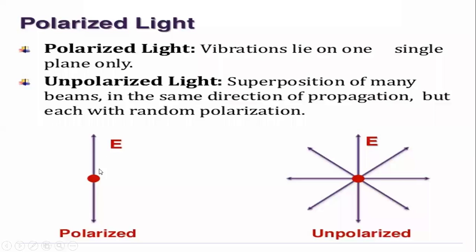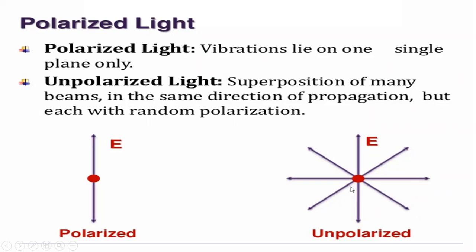See here, if there is one charge, one point, and on that particular charge the intensity or the electric field is moving from one place to another on one particular single plane only, then you can say the light is polarized. Okay, the light is polarized.